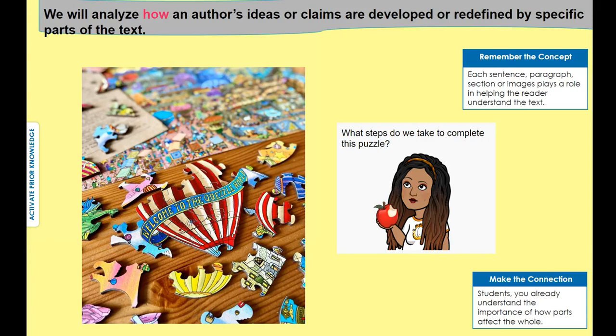So we need to remember this concept that each sentence, paragraph, and section, or the image, plays an important role in helping us to understand the text. No, you don't need to write anything down on this page. This is just a page to help you have a visual to connect what we're doing. So I want you to think about this. As we're reading, we are looking at the small pieces of the text to see how they make the larger text, okay?